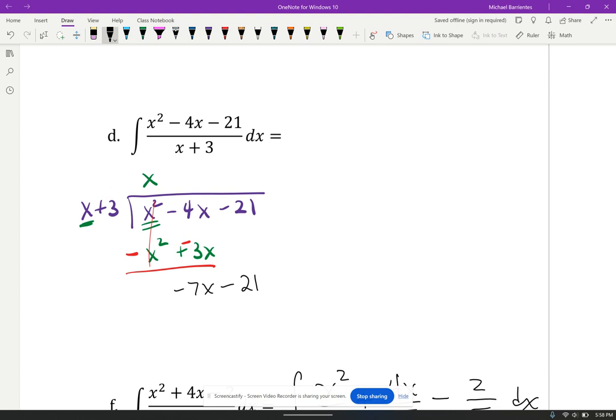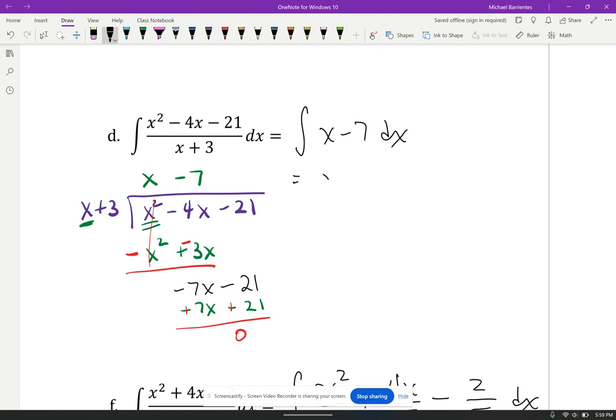And then I start the process again. What times x would give me negative 7x? Well, that would be negative 7. Negative 7 times x would give me negative 7x. And negative 7 times 3 would give me negative 21. And when I subtract, that's going to change the sign here. So instead of writing the subtraction, that'll change the sign, that'll change the sign. And that leaves me with 0. It doesn't have a remainder. So it turns out that when I do this division, this actually just leaves me x minus 7 dx.